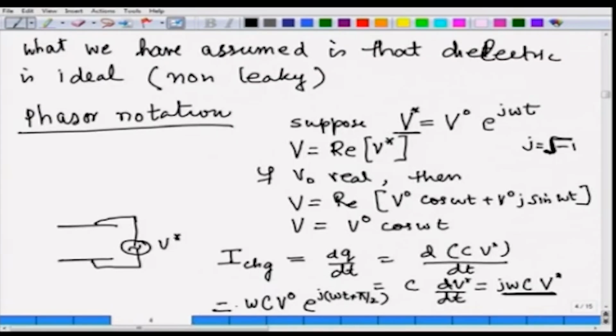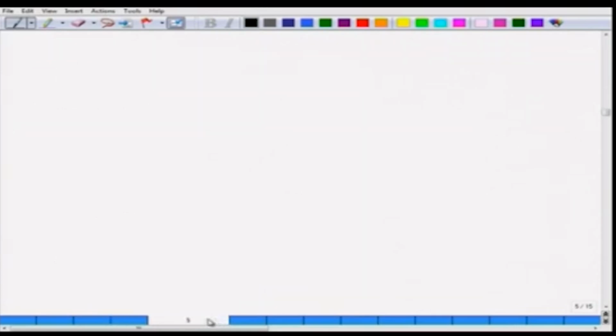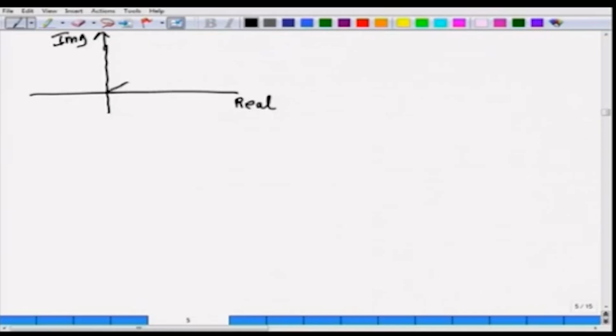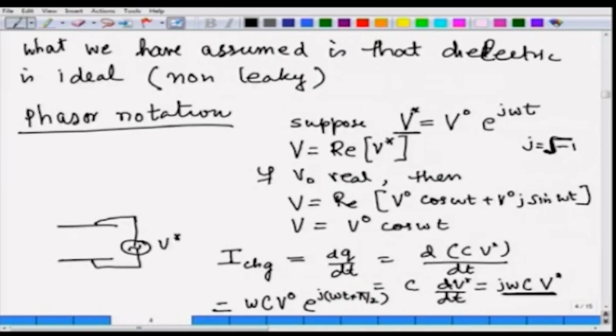So what happens? If I draw this, the way I will draw it is like this. If I plot the real part and imaginary part, then this voltage, which voltage? This V star voltage which we are plotting would have a real part and an imaginary part. So if I draw that, this is the voltage V star, and the charging current that I get would be pi by 2 off from this.